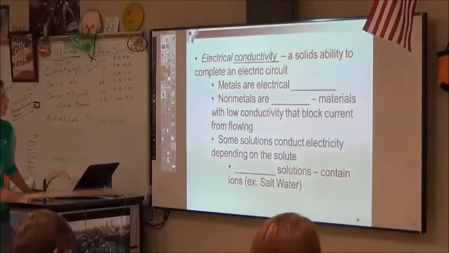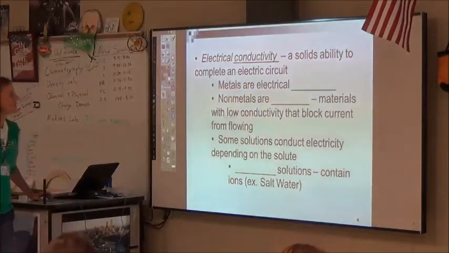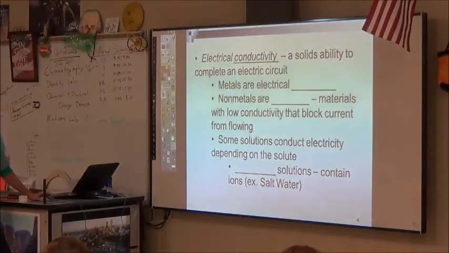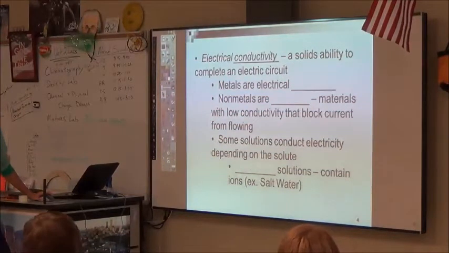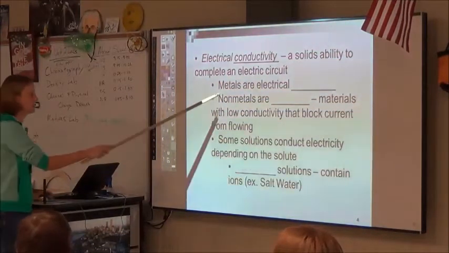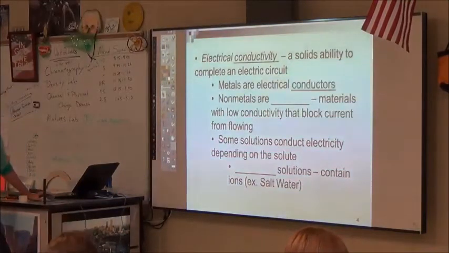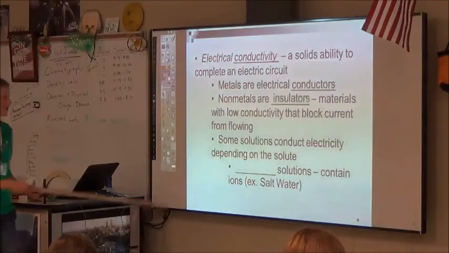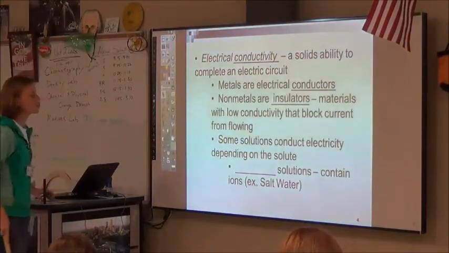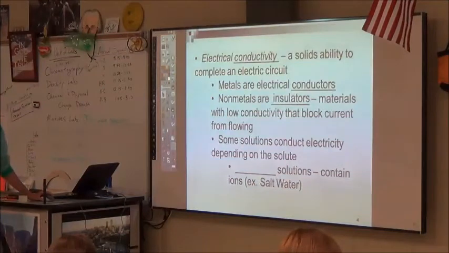All right, so electrical conductivity, the one I just mentioned, also a physical property. What does it mean if something allows electricity to flow through it? It starts with a C. Metals are good electrical conductors. The opposite of that? Insulators. Very good. So like rubber around the wires, or plastic would be a good insulator.